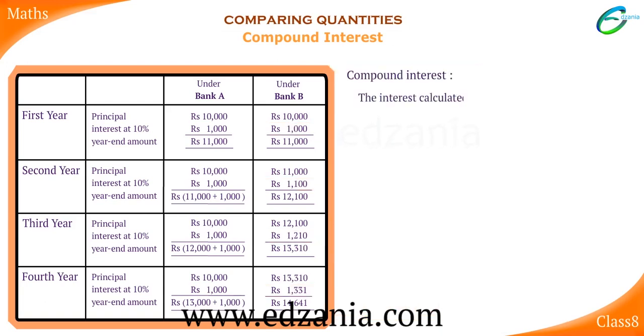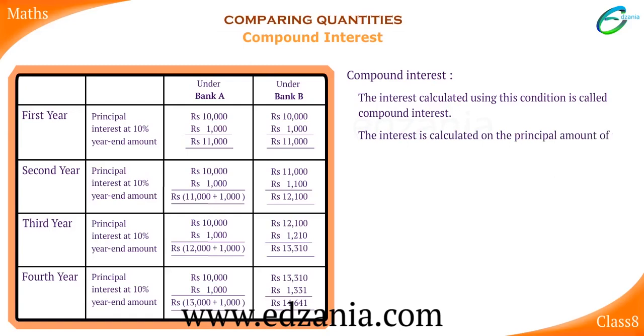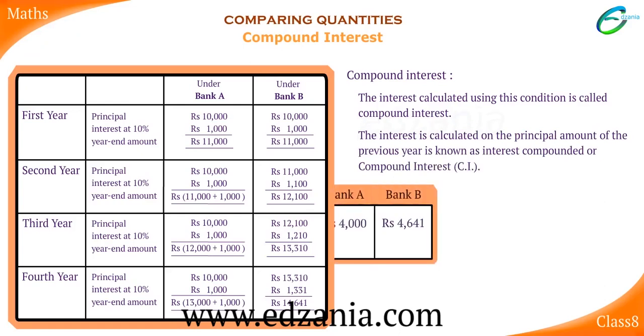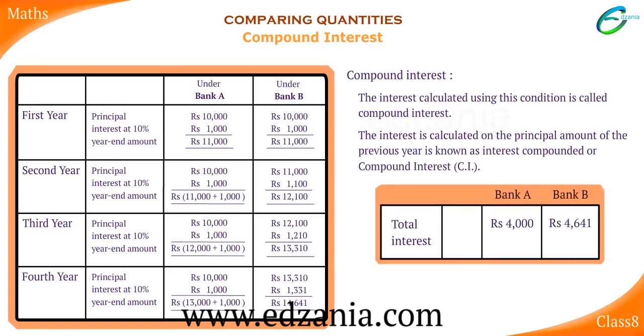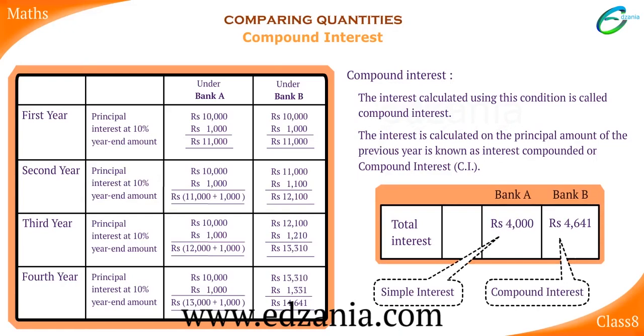The interest calculated using this condition is called compound interest. So the interest calculated on the principal amount of the previous year is known as interest compounded or compound interest. Hence, we can see that interest calculated by Bank A is the simple interest, and that calculated by Bank B is compound interest. Also note that the principal remains the same under simple interest, while it changes every year under compound interest.